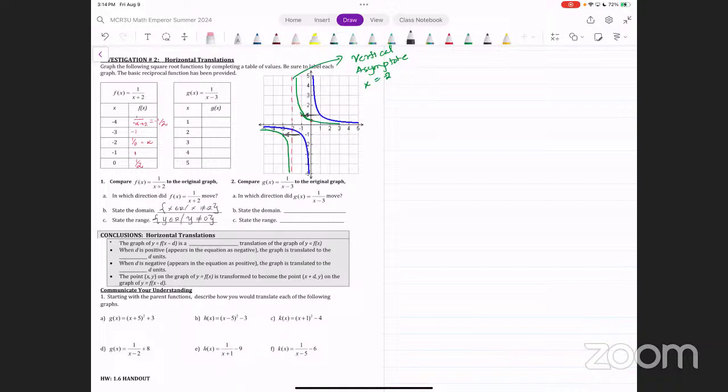So can you just do the next one, the second one? Let's see if you can graph the second one and then tell me what's going to happen. y is equal to 1 over x minus 3.